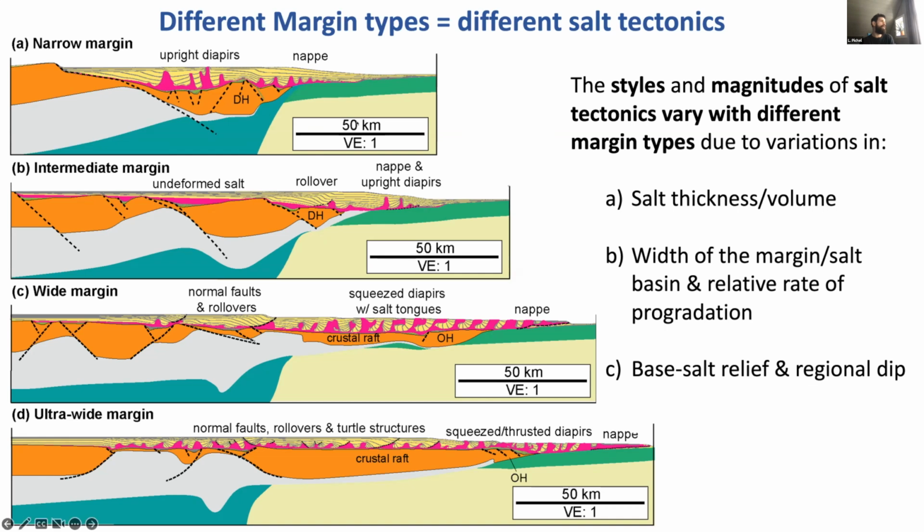In these narrower margin types, you usually tend to have a higher relief, which in many cases segments the salt basins completely. Whereas in the wider margins, similar to what we see in Brazil and West Africa, the relief is more subtle, but it still influences the salt flow.